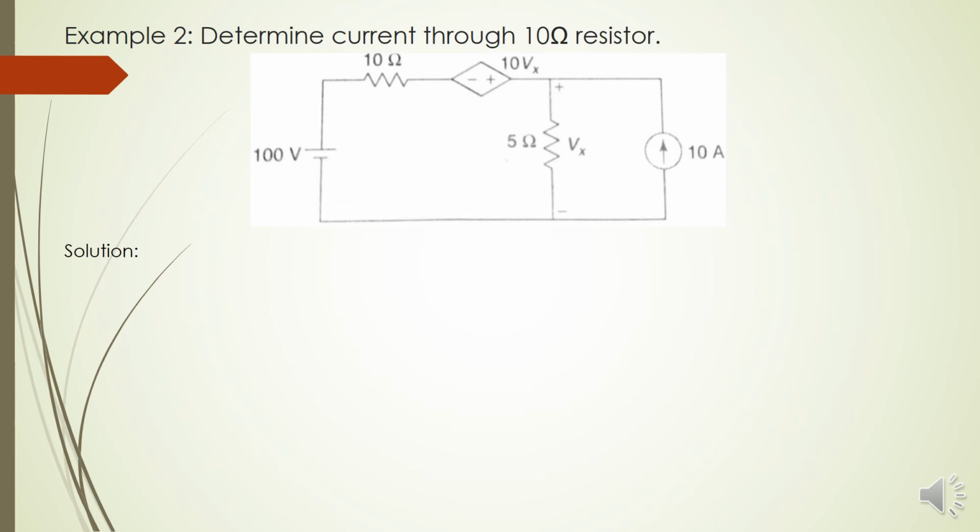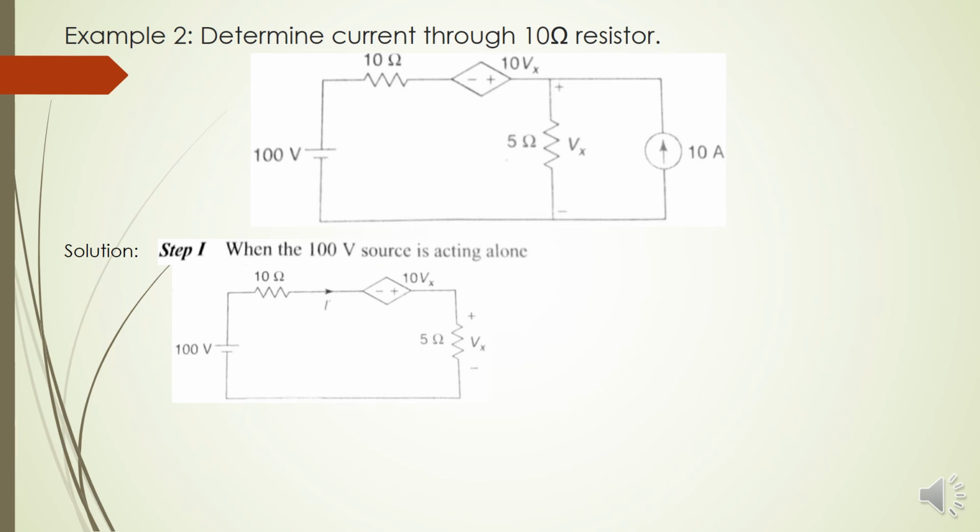Next numerical, determine the current through the 10 ohm resistor. Again, an independent source is available in the network. So as usual, step 1, we focus only on the independent source. So the 100 volt source is acting alone. At that time your circuit will look like this: 100 volt, 10 ohm, 10 Vx, and the current source will be open circuit. The Vx which appears across the 5 ohm resistor is equal to 5 I dash.